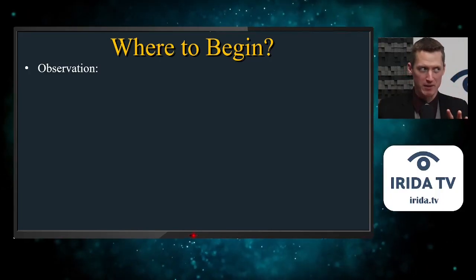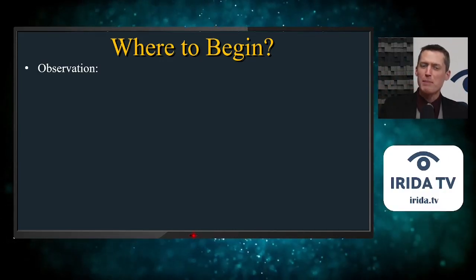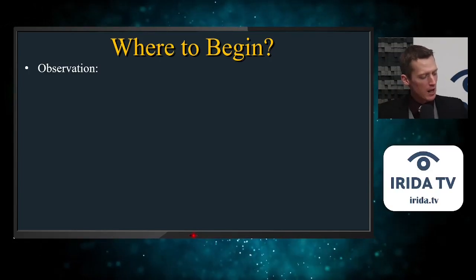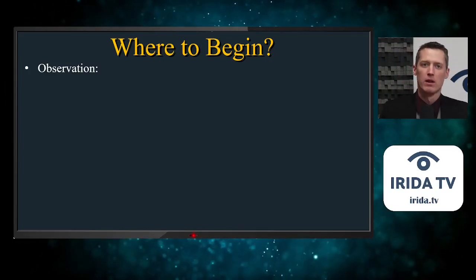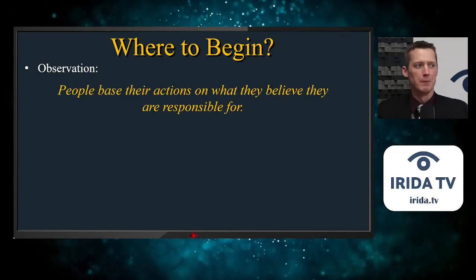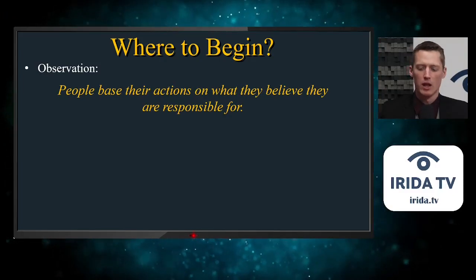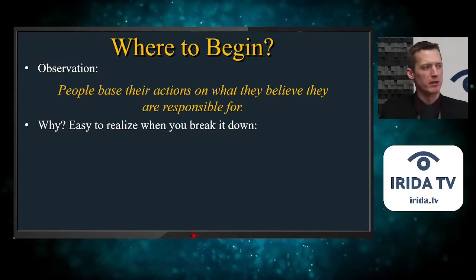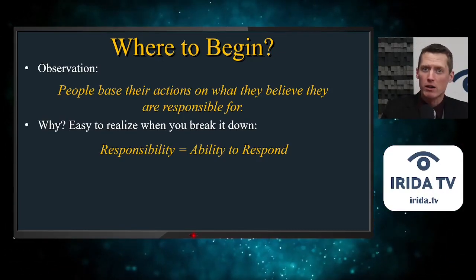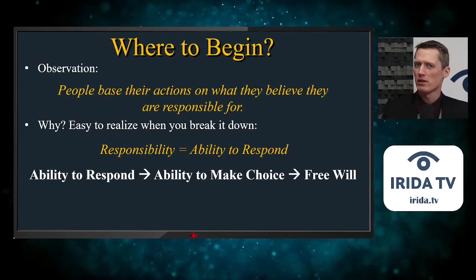So, in order to understand where I'm coming from in this, we've got to start with an observation, because this is really the first time I got the 3 parts here, right? This is the first time I'm really bringing responsibility into the equation. And it's actually central to understanding intellectual self-defense. So here's how I get to that. My first observation here is that people base their actions on what they believe they are responsible for. And this really isn't that hard to figure out when you look at the meaning of responsibility, right? Responsibility literally is 2 words put together. It's your ability to respond. Well, what is your ability to respond? It's your ability to make a choice. What's your ability to make a choice? It's your free will.